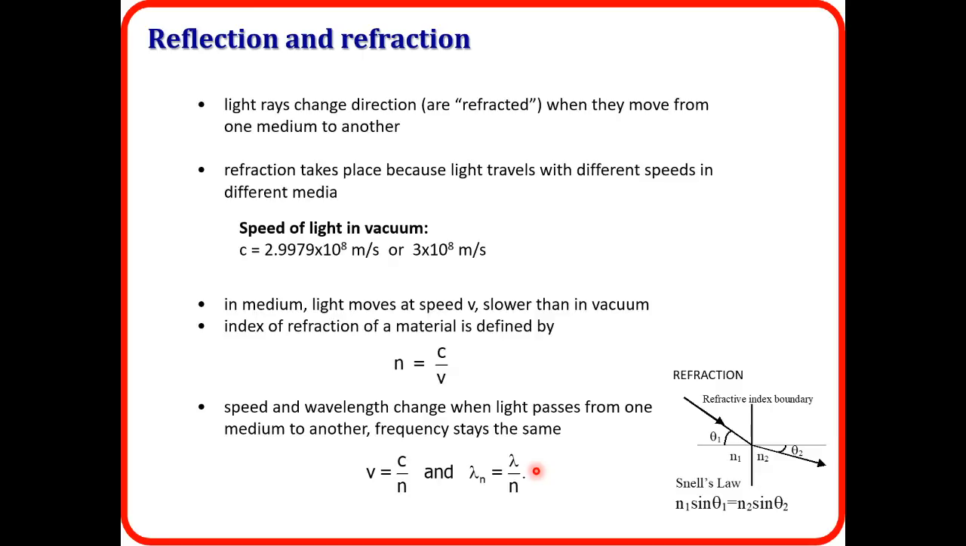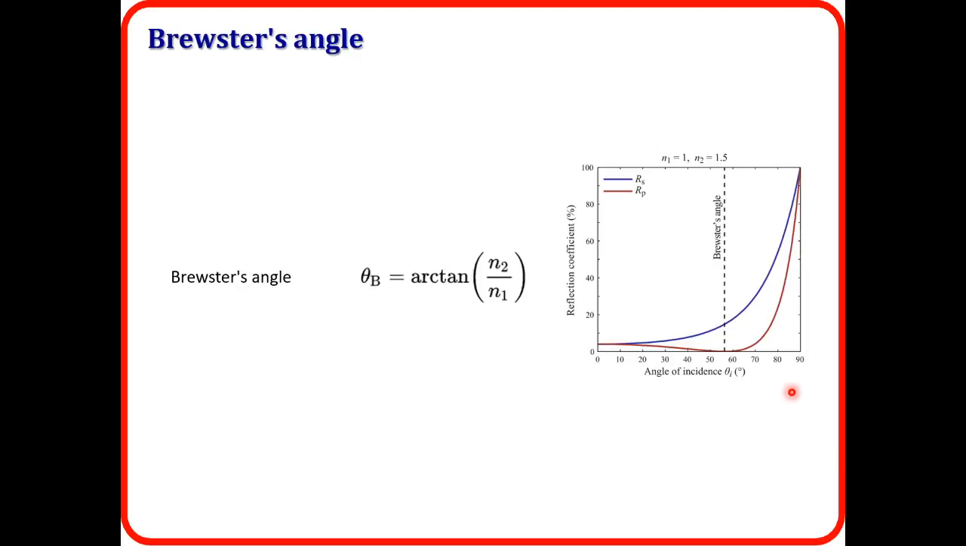What I'm trying to say is that when you are considering a case of refraction, there is always some reflection as well in addition to the refraction. But when you are considering P polarized light, if you are incident at an angle of around 55 degrees, when N1 is 1 and N2 is 1.5, that is, you are coming from air to glass, then you will get pure refraction and no reflection.